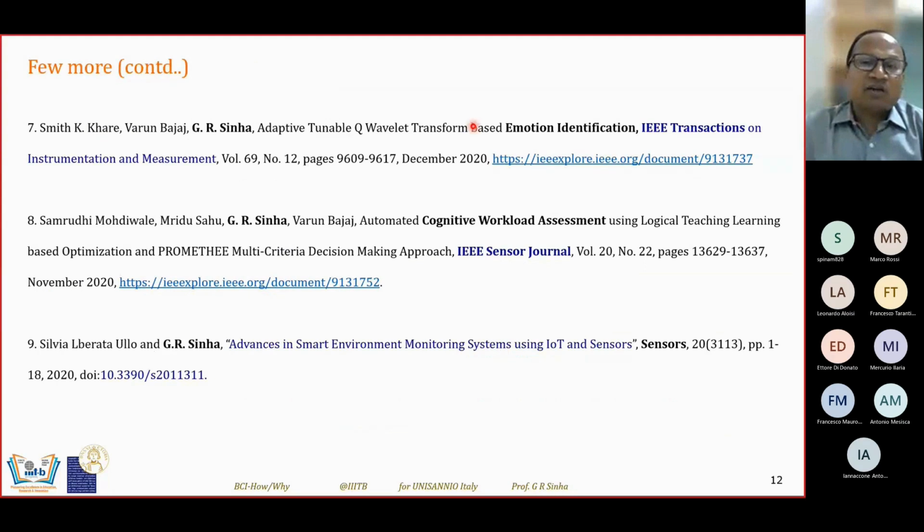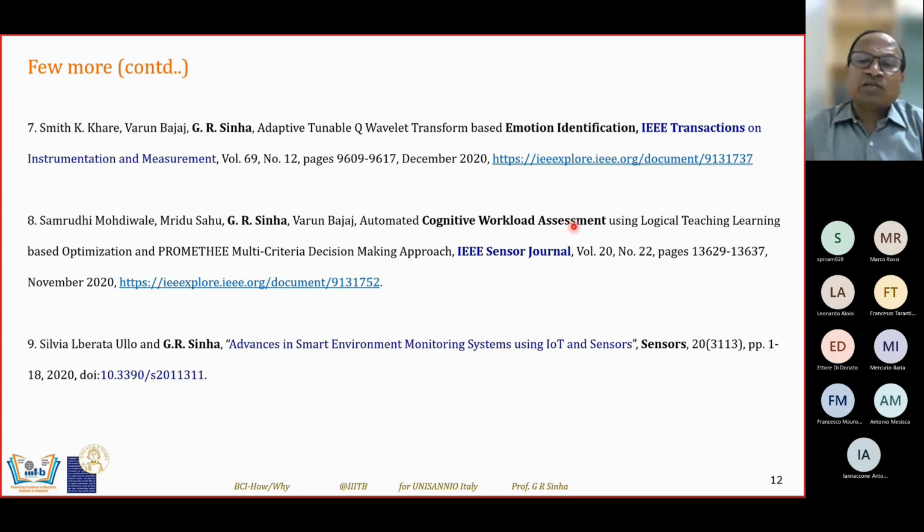There was another work that appeared in IEEE Transactions. You understand the importance of IEEE Transactions. In it there was a paper, emotion identification using adaptable tunable Q wavelet transform. I'm just trying to tell you that these are similar areas where research is possible and research is going on. Another work, which also came in IEEE Sensors Journal, cognitive workload assessment.